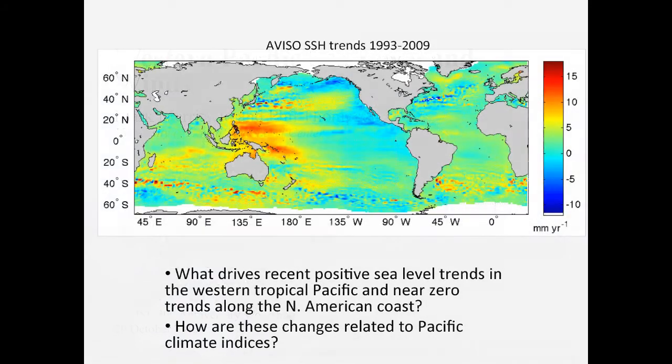So, as Annie presented yesterday, here's the map of sea surface height trends from 1993 to 2009 from AVISO. And of course, the main points of interest here are the high rates in the Western Tropical Pacific and the low rates in what we tend to call the PDO region along the North American continent. So how are they connected, and what are the drivers for those changes? How can we relate those changes to some of the dominant Pacific climate indices, that PDO, SOI, and SO indices?